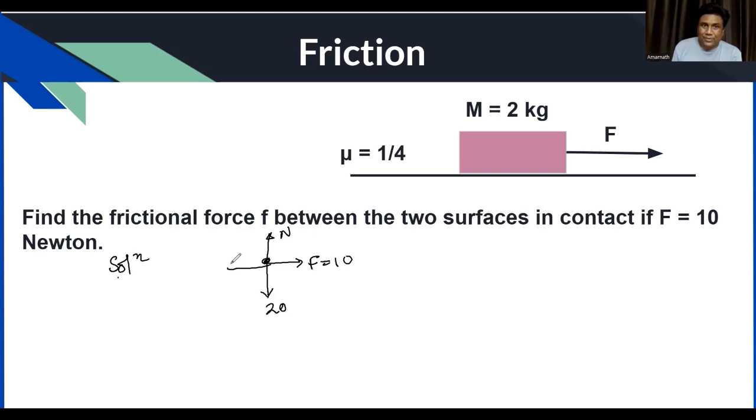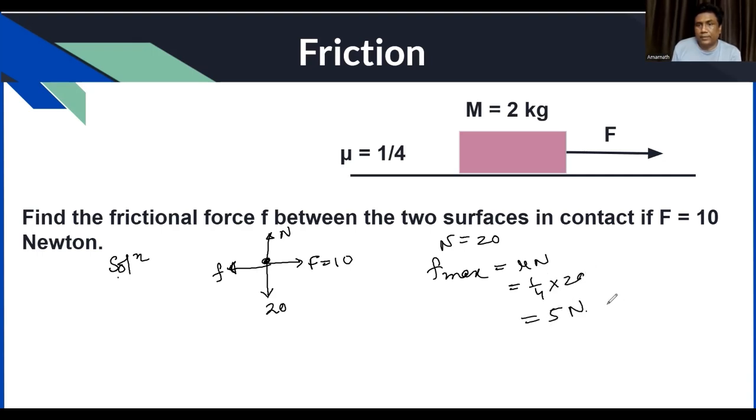Because friction is self-adjusting, I don't know exactly the friction value, but I know that N equals 20. And I know that F max can be mu times N. Mu is 1 upon 4 and N is 20, so it is 5 Newton. It means the maximum opposition that can be offered is 5 Newton. But you have applied 10 Newton, remember. You are applying more than 5 Newton. It means friction will fail.